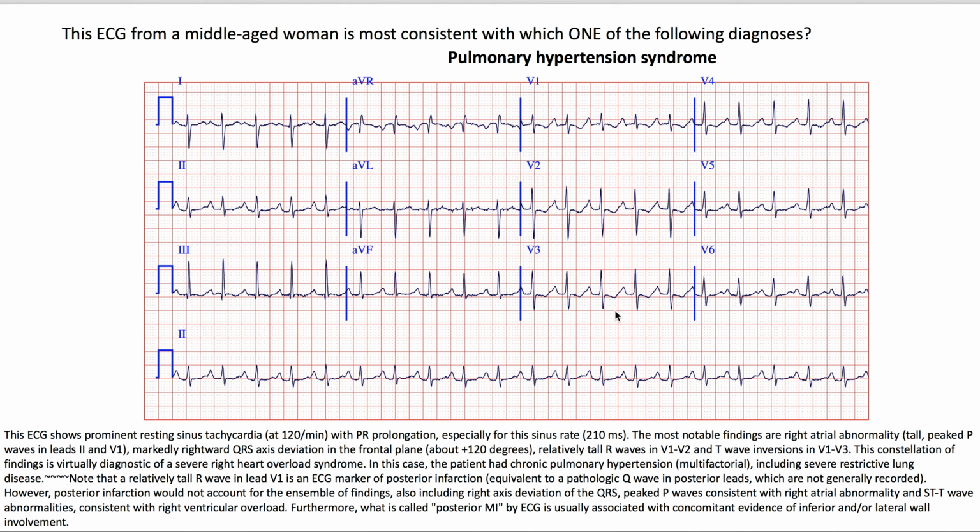Note that a relatively tall R wave in lead V1 is an ECG marker of posterior infarction, equivalent to a pathologic Q wave in posterior leads, which are generally not recorded. However, posterior infarctions would not account for this ensemble of findings, also including right axis deviation of the QRS, peaked P waves consistent with right atrial abnormalities, and ST-T wave abnormalities consistent with right ventricular overload. Furthermore, what is called posterior MI by ECG is usually associated with concomitant evidence of inferior and/or lateral wall involvement.